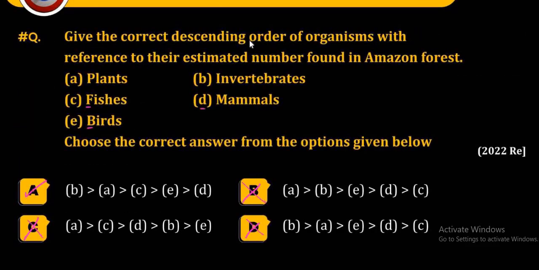Next question. Give the correct descending order of organisms with reference to their estimated number found in the Amazon forest. A. Plant, invertebrate, fish, mammals, birds. So the correct sequence is B. Invertebrate, A. Plant, C. Fishes, E. Birds, D. Mammals. Option A is correct.